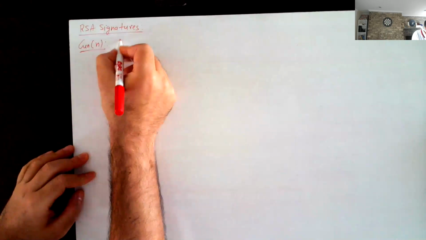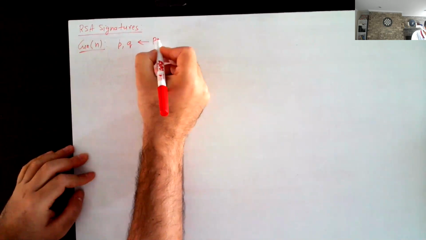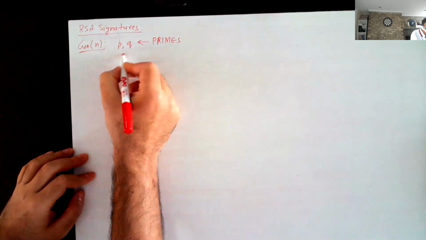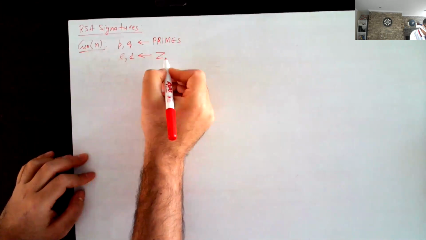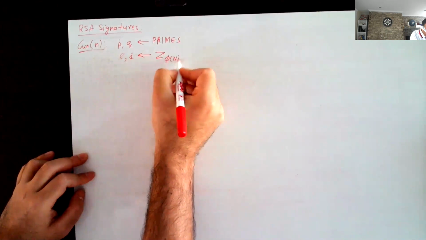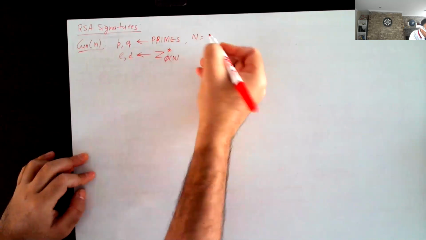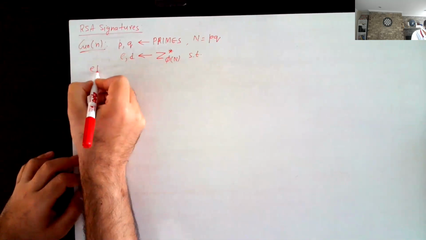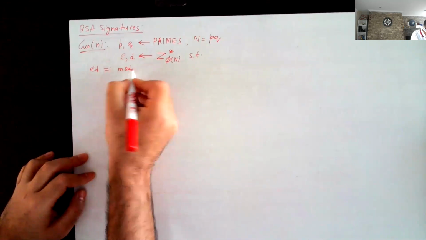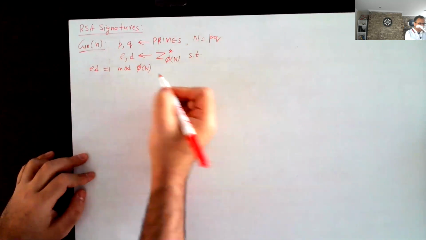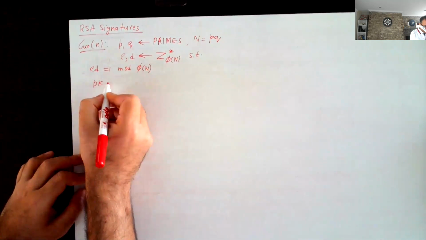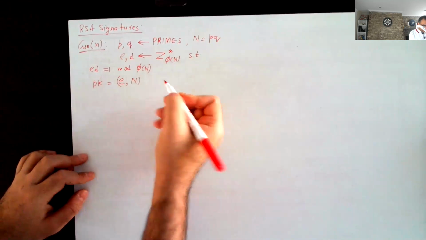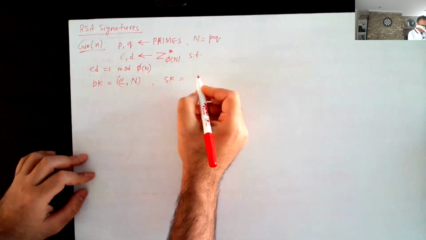So how does the key generation work? As before, we will generate 2 primes, each of length n. We will sample e and d from Z_phi(n)^*, and by the way, here N equals pq, such that e times d must be 1 mod phi(n). And then your public key is now (e, N). And what is your secret key? Secret key is d.